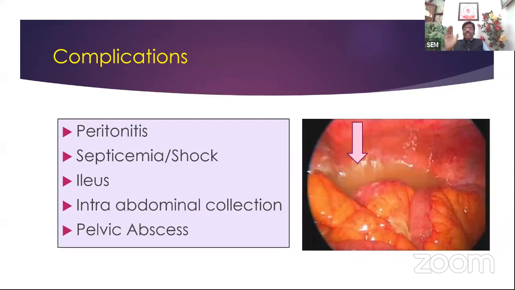If you don't treat appendicitis, can appendicitis kill a patient? If somebody asks you, yes, sir. If appendicitis is a fecal peritonitis, it can cause septicemia, shock, it can kill a patient. Sometimes it can go on with the lingering infection for many, many months with the intra-abdominal collection, even a pelvic abscess like this. So it is a serious life-threatening problem.